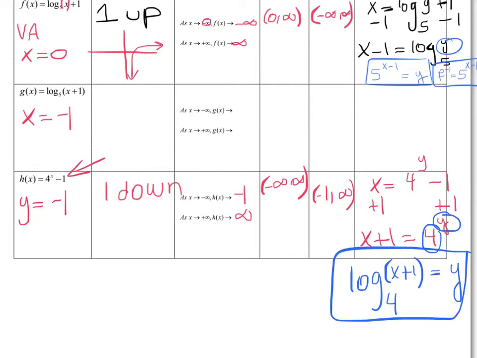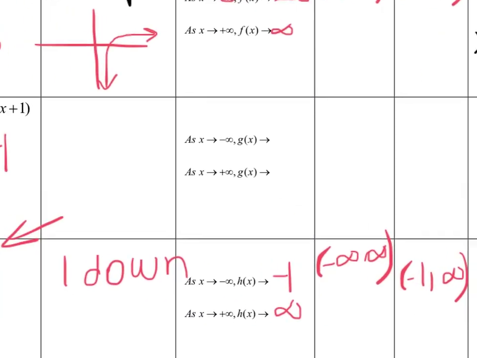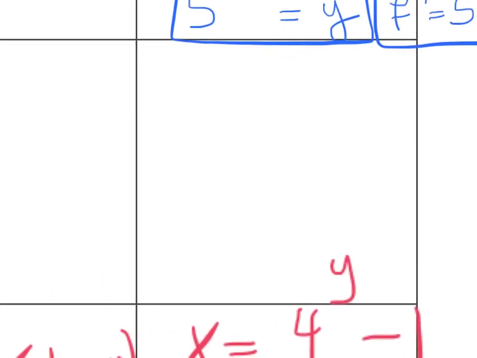Now, I think it would be helpful for you if I do the inverse for the second one, so I'm going to do that. So what's the equation? The equation for the second one is y equals log base 5 of x plus 1. Now to change this to the inverse, first of all you have to switch the x and the y.